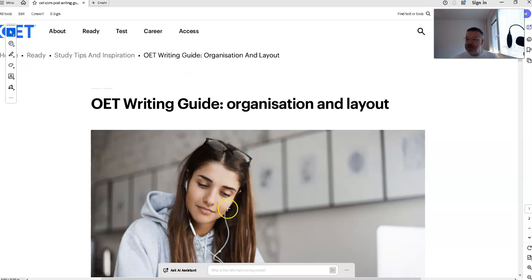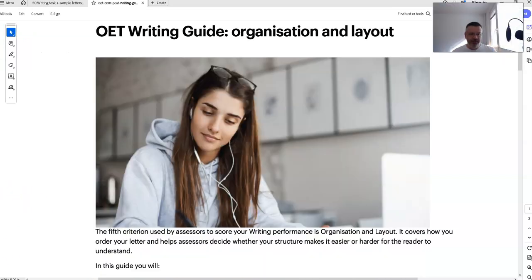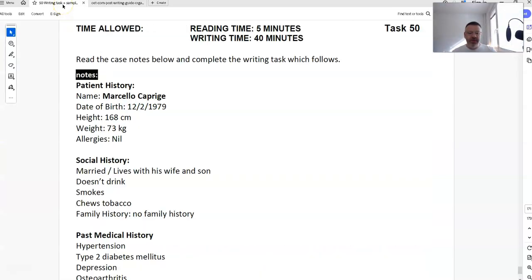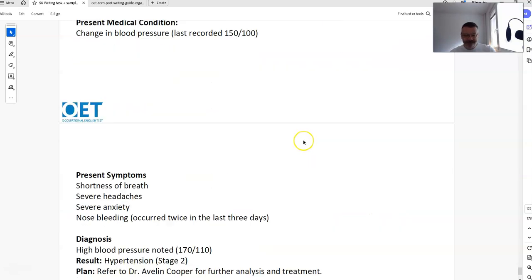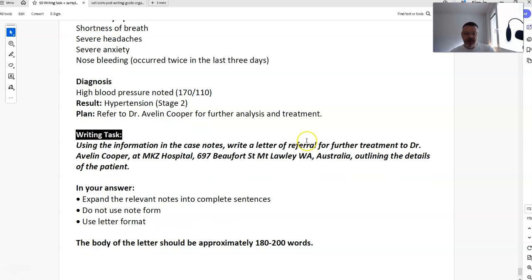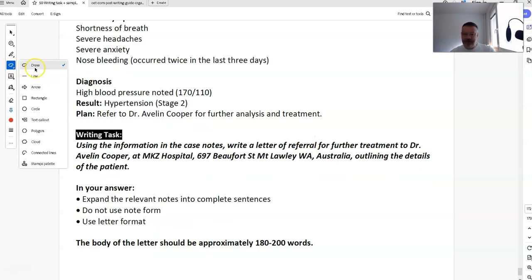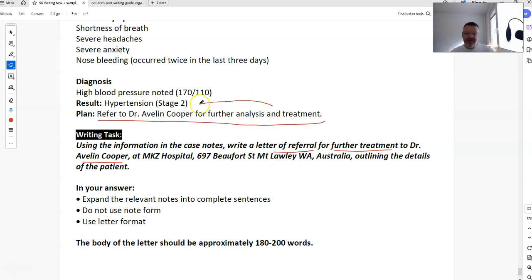So we see case notes. Let me get those out first and let's have a peek. Okay, so let's get to the case notes first. As always, you go to the task at first. Scroll down. So you're writing a referral. So it tells you who to, audience and purpose, further treatment, Dr. Cooper. Okay, refer to Dr. Cooper, further analysis and treatment.